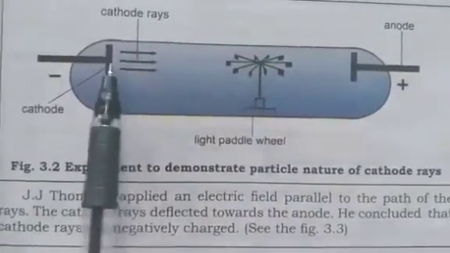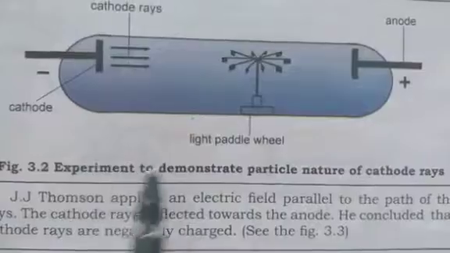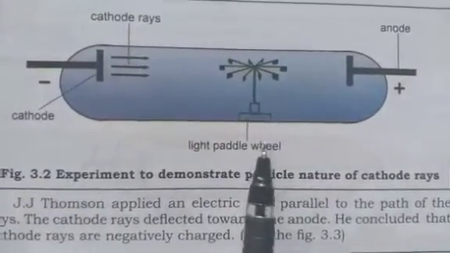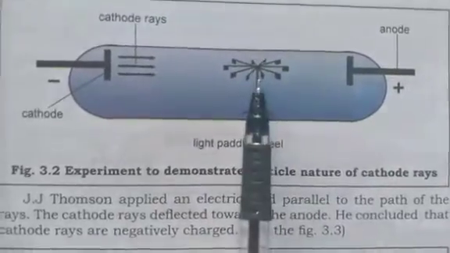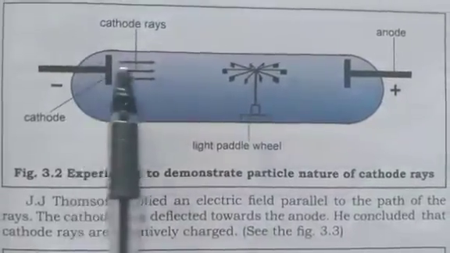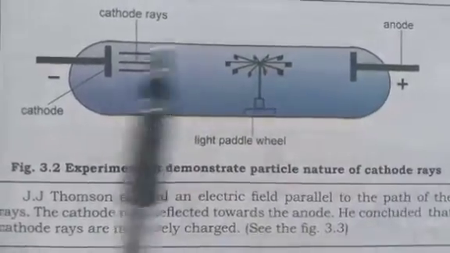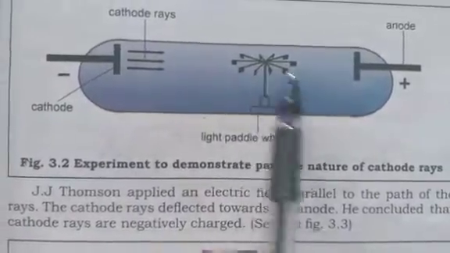paddle wheel in the path of the cathode rays. When he connected it to the electric generator, this paddle started to rotate. He concluded that these cathode rays are a stream of particles. These particles help this wheel to rotate.